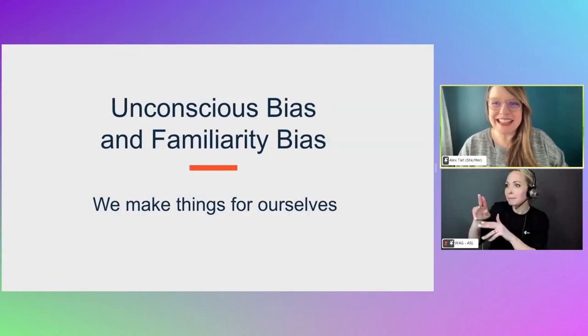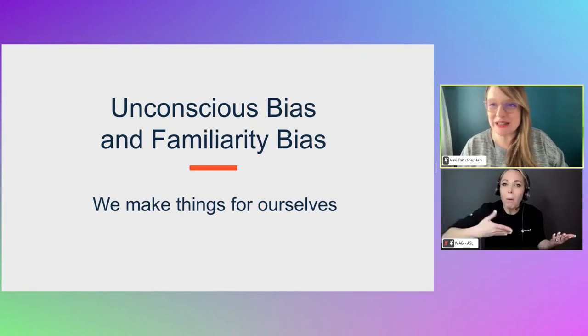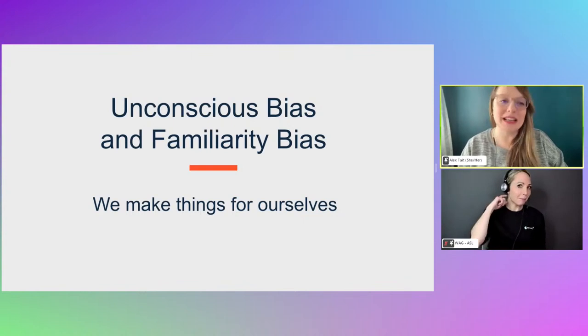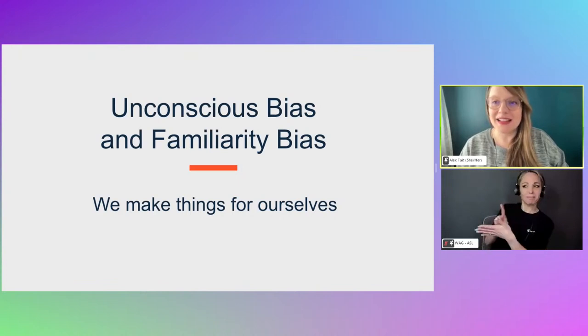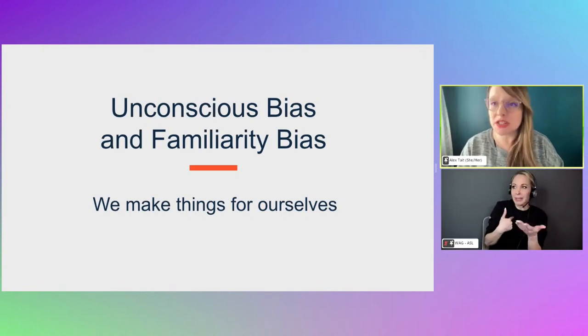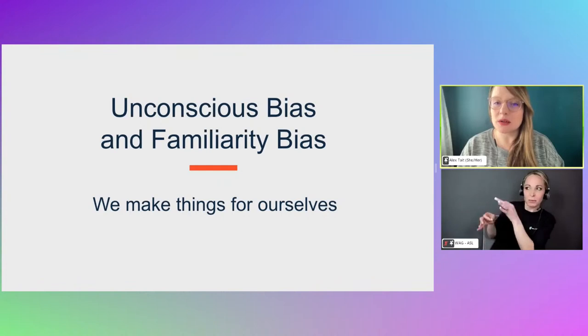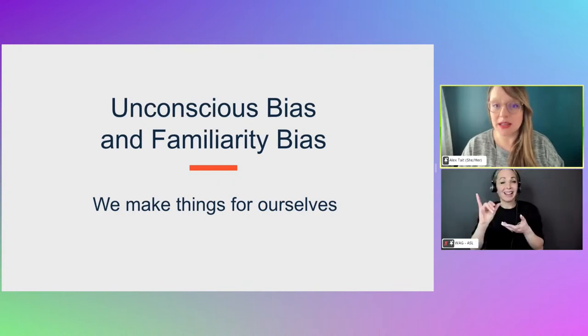Let's talk about this. There's lots we could say about bias. I don't have time to get too deep into it for the sake of this talk, but two parts I want to talk about are unconscious bias and familiarity bias, and the concept that we make things for ourselves. Unconscious bias is when our brains make quick judgments based on automatic associations we have that are unconscious, including stereotypes. There are many forms of unconscious bias.